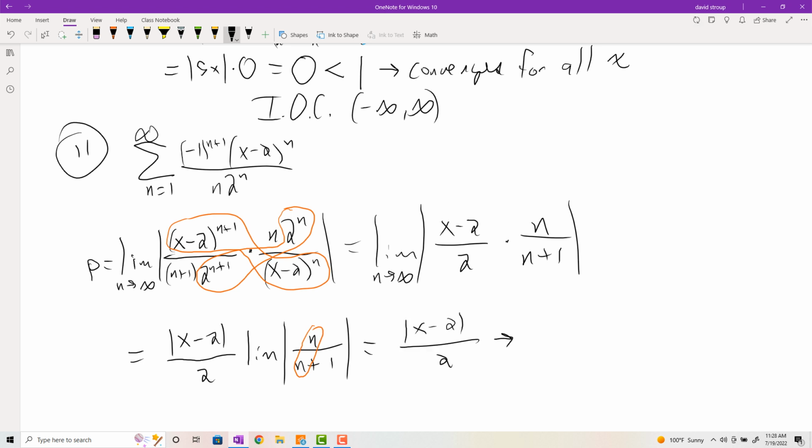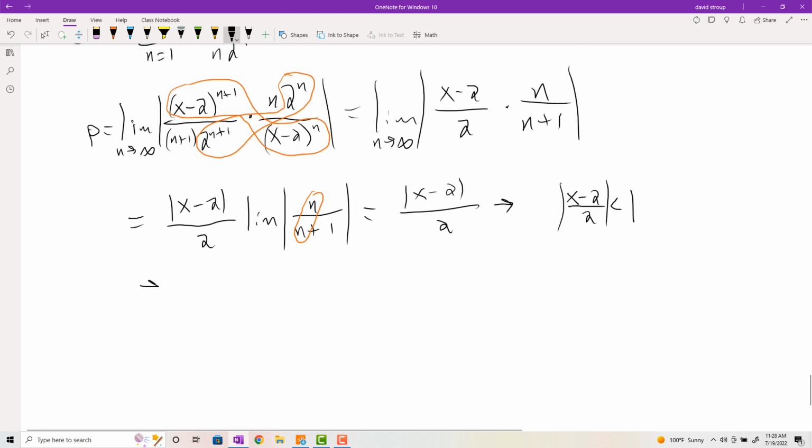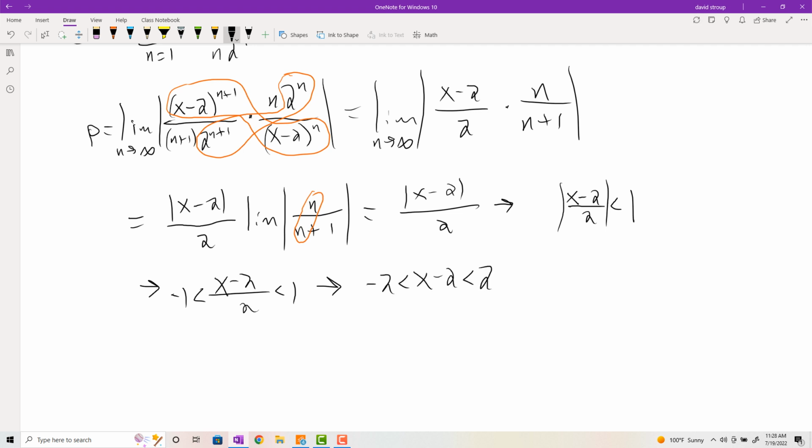And then we have to have this thing less than 1, right? So if that absolute value is less than 1, that'll imply that x minus 2 over 2 is less than 1 but greater than -1, then you're solving for x. Okay, so you have -2 less than x minus 2 less than 2, and then you have x greater than 0 and less than 4. So the radius here is just 2, half that interval. But I'll ask for the interval of convergence, and for that you need to go back and check the endpoints.